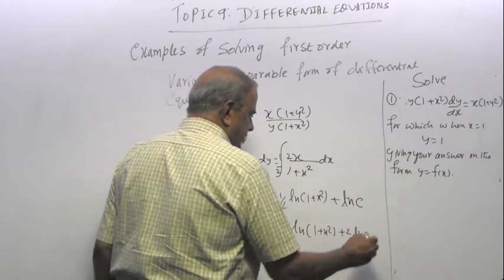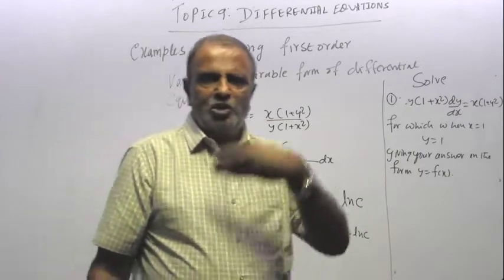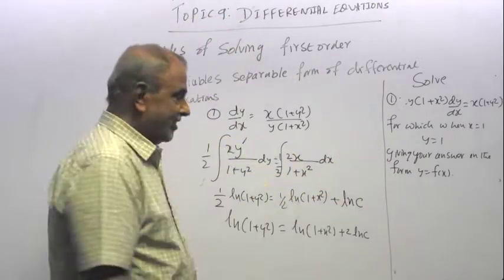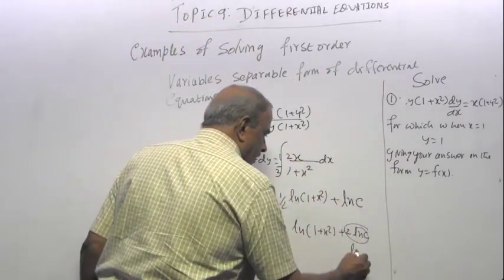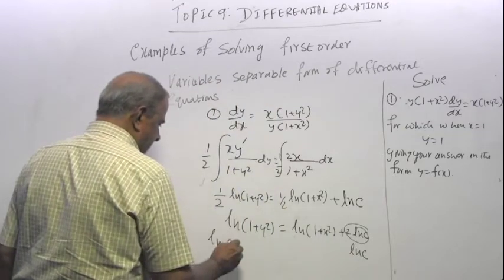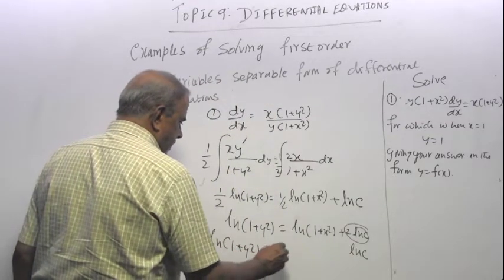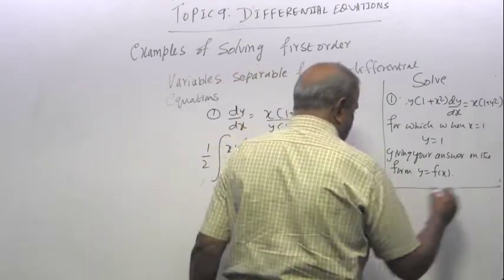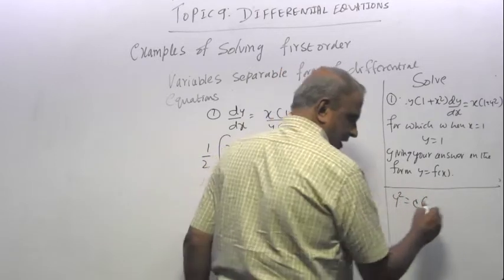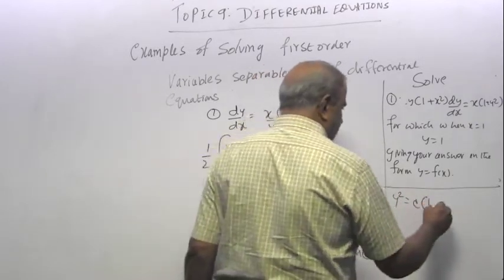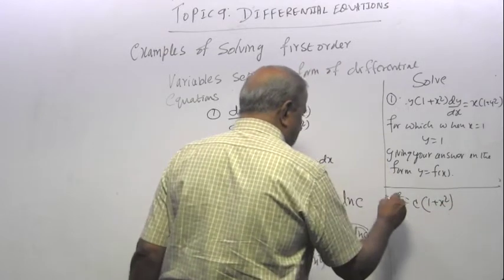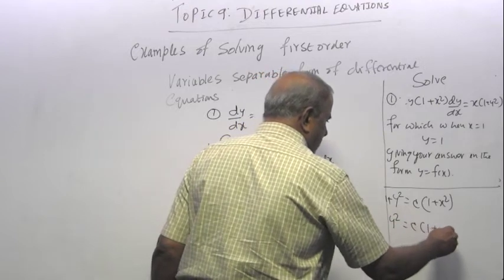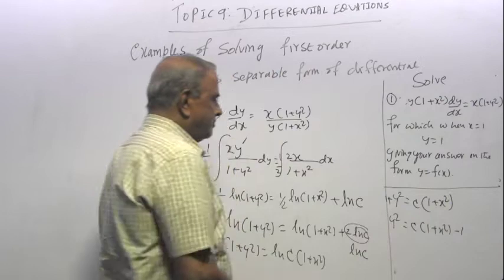2 ln c. ln c is a constant, 2 ln c is a constant, or ln c squared is a constant. Leave it as ln c. Instead, call that ln c. So I get ln 1 plus y squared equal to ln c times 1 plus x squared. So you get 1 plus y squared equals c times 1 plus x squared. So y squared equal to c times 1 plus x squared minus 1.